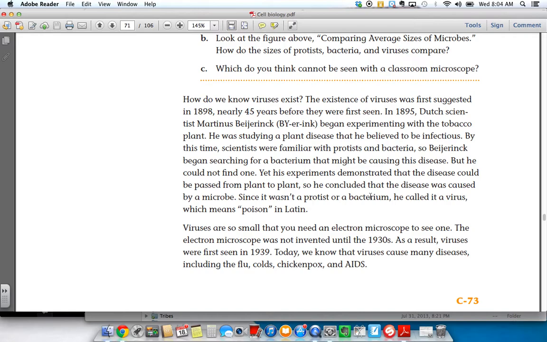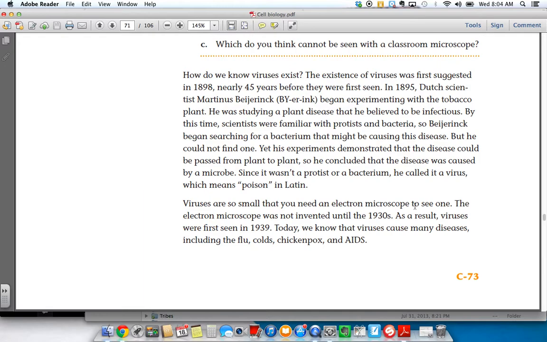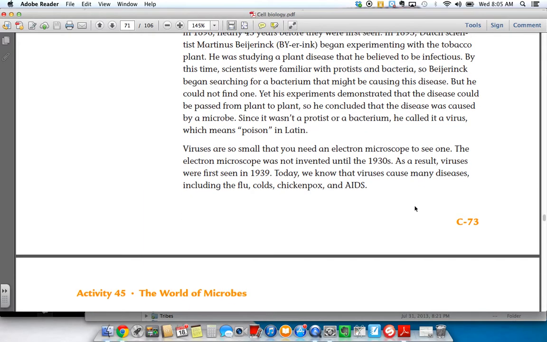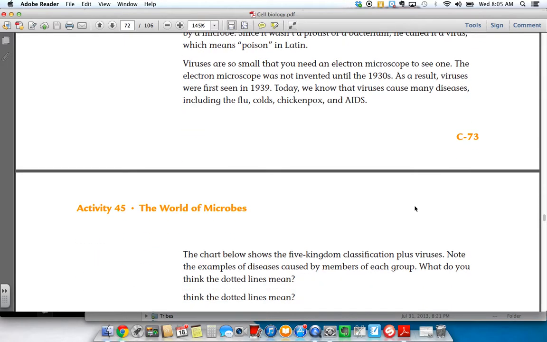I wonder, is that really good evidence or not? Since it wasn't a protist or a bacterium, it was called a virus, which means poison in Latin. Viruses are so small that you need an electron microscope to see one. The electron microscope was not invented until the 1930s. As a result, viruses were first seen in 1939. Today we know that viruses cause many diseases, including the flu, colds, chickenpox, and AIDS.